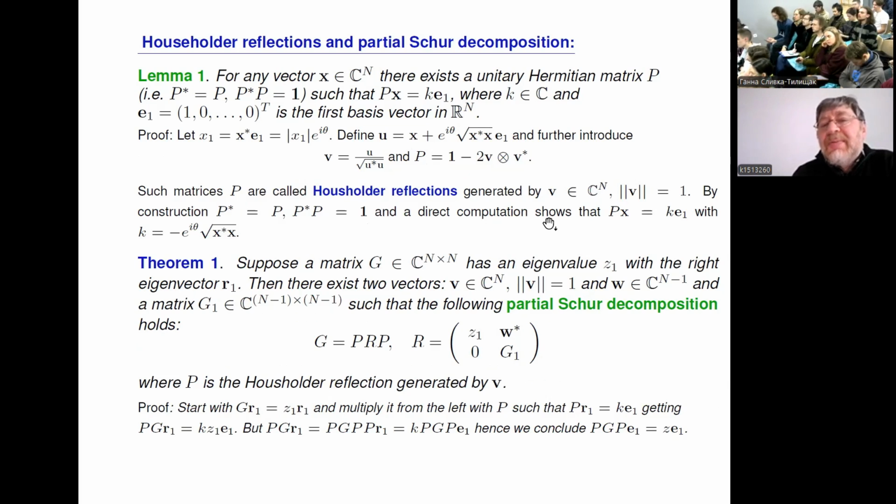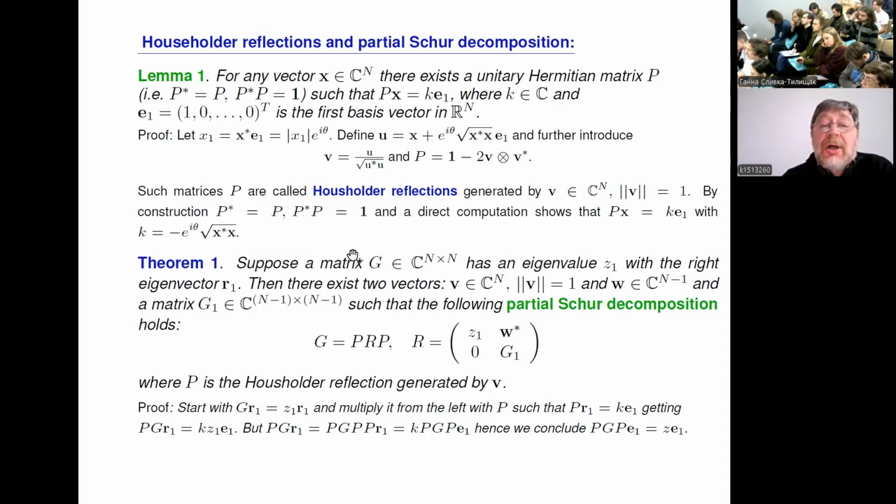Again, by simple direct computation, one can find that it indeed satisfies this stated property, with K being precisely this complex number given by this phase factor and the norm of the original vector x. Now, why these Householder reflections are useful is shown in the next theorem, which one can call a theorem about partial Schur decomposition.